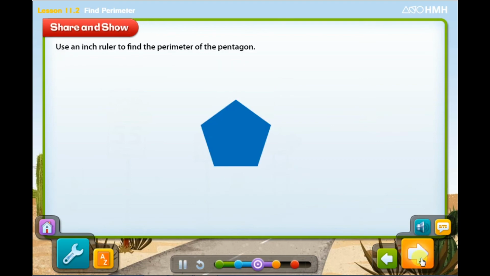Use an inch ruler to find the perimeter of the pentagon. Think, how long is each side? Use the ruler to measure each side of the pentagon. Start with the bottom of the shape. Click to measure the bottom. Also, what you need to know about a pentagon is that it is like a square and has equal sides. So let's measure and check. How many inches long is the first side? Type the answer and then click check. It's just 1. That's right. The first side is 1 inch.